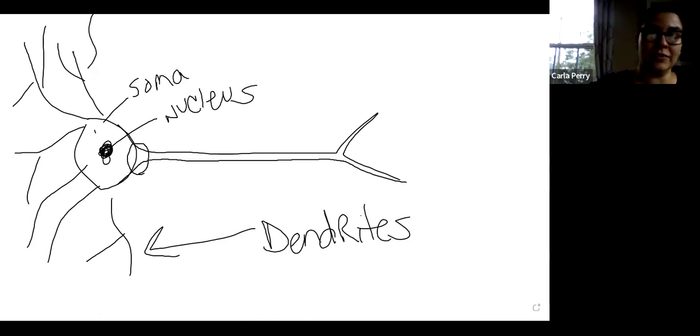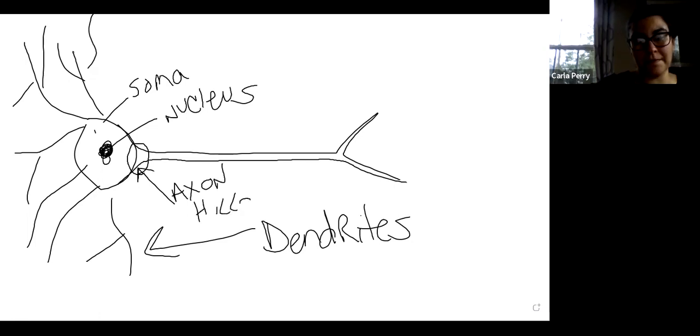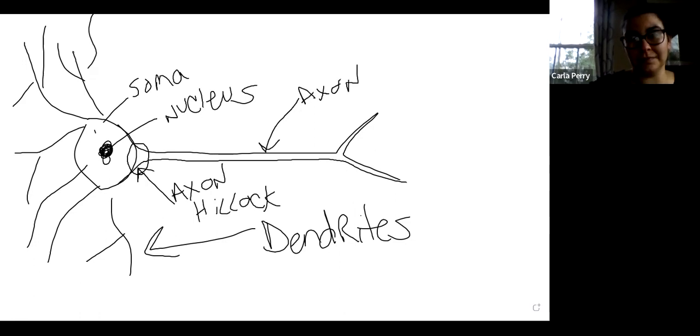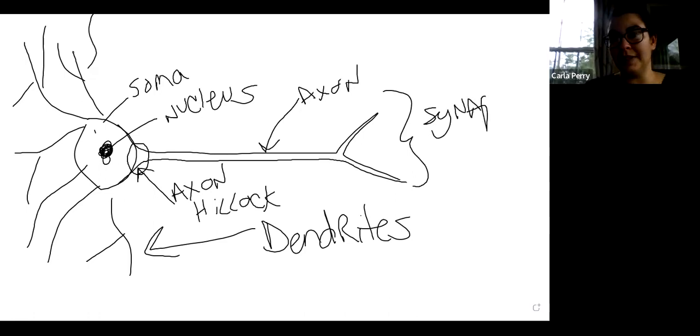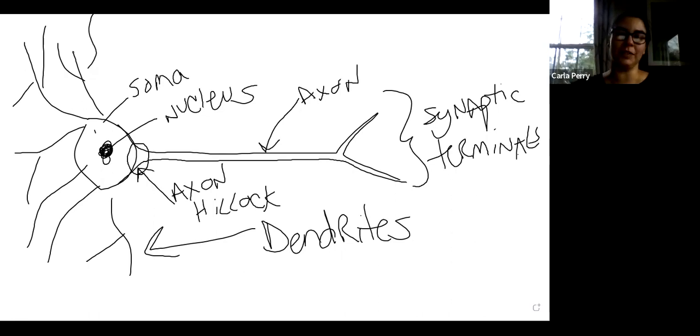Where the soma, or the cell body, meets the long extension is called the axon hillock. And then this long extension is called the axon. And the branches over here are called the synaptic terminals. Oops, sorry about that. Synaptic terminals. Okay, so again, let's review.